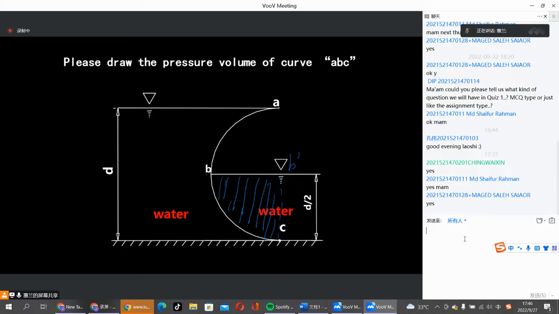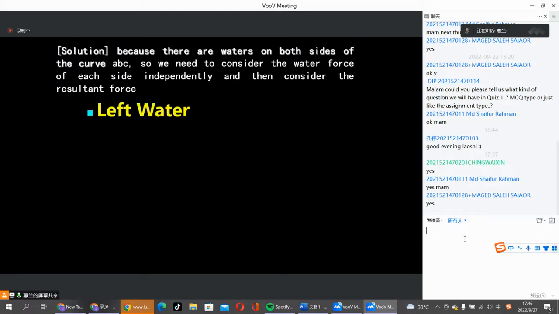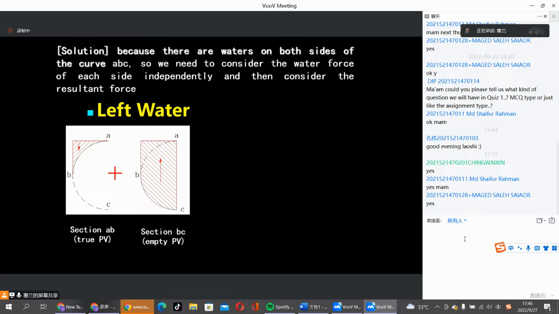So for the right-hand side, for the right part, BC. How about ABC, left water? Because there is water on both sides of the curve ABC, we need to consider the water force of each side independently, respectively, and then calculate the resultant force. For the left water, we have ABC. So again, we need to split curve ABC into two parts.